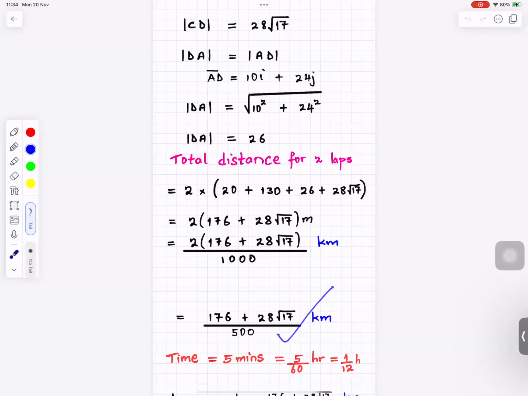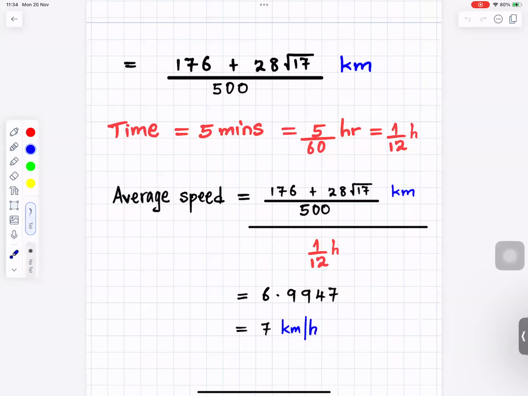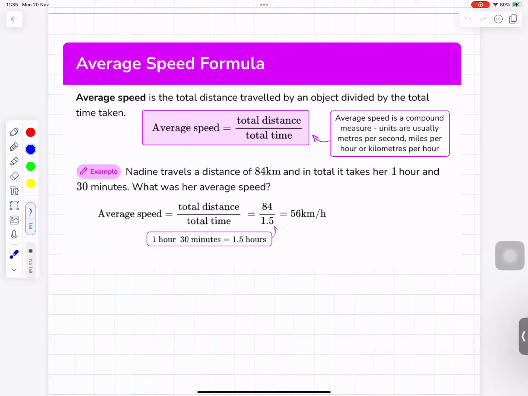And you change it to that, 176 plus 28 root 17 over 500. The time is 5 minutes. There's 60 minutes in 1 hour, so 5 minutes is 5 over 60 of an hour, which is 1/12 of an hour. So put the distance in kilometers in the numerator and the time in hours in the denominator. Your calculator will give you 7 kilometers per hour, to the nearest whole number. So this is the formula to find average speed, total distance over total time, and an example there. This is just to help you remember the method.